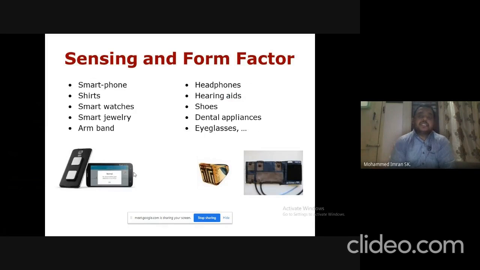The next one, sensing and form factor. We can maintain this through a smartphone, or headphones. You can wear the headphones and listen to it. Shirts, hearing aids, smart watches, shoes, smart jewelry, dental appliances, like armband, some band wearable at the hand, and eyeglasses. So these, you can see how they look.